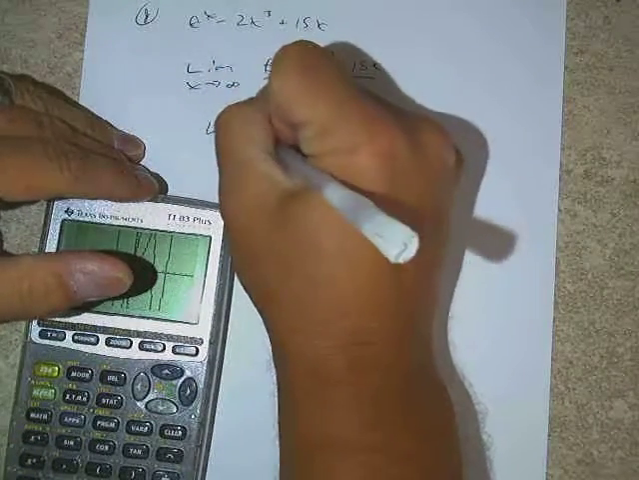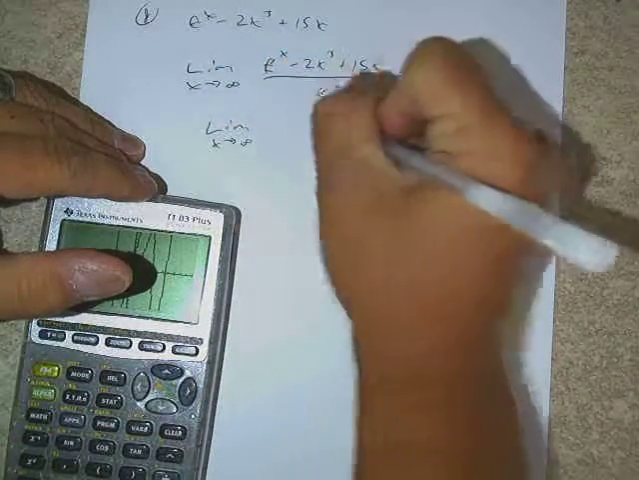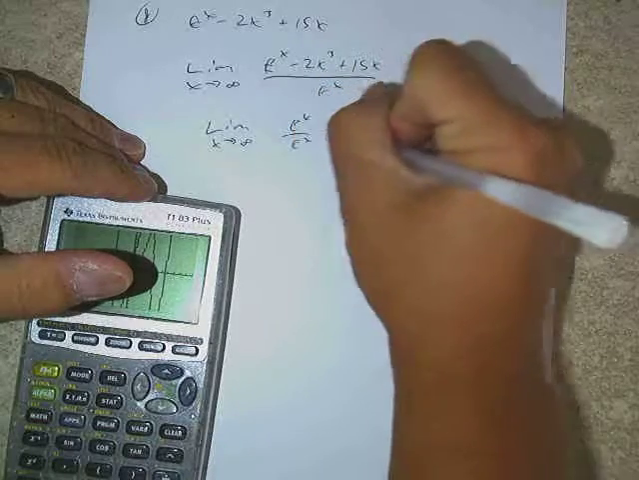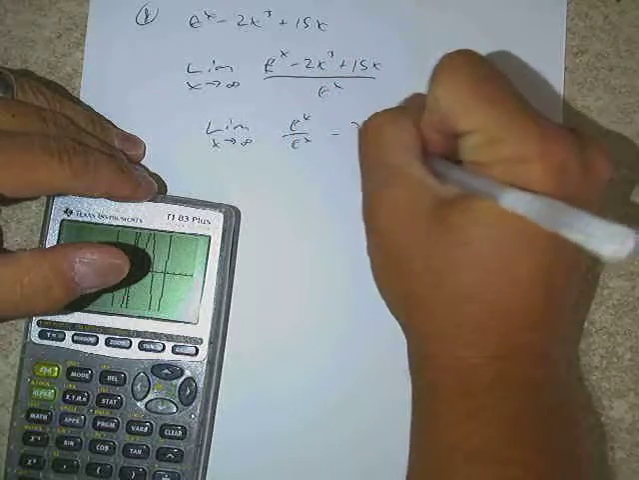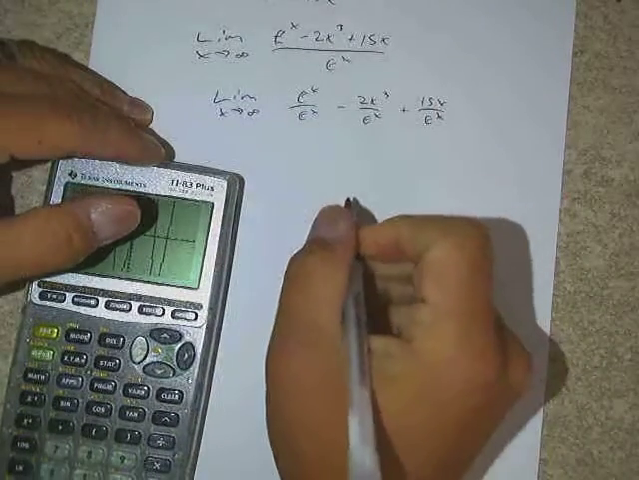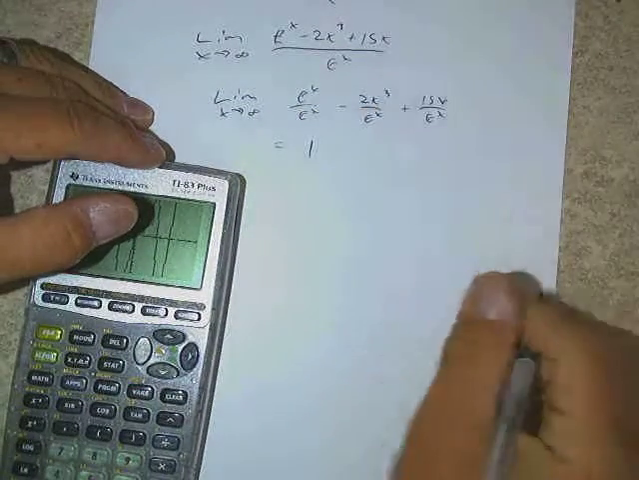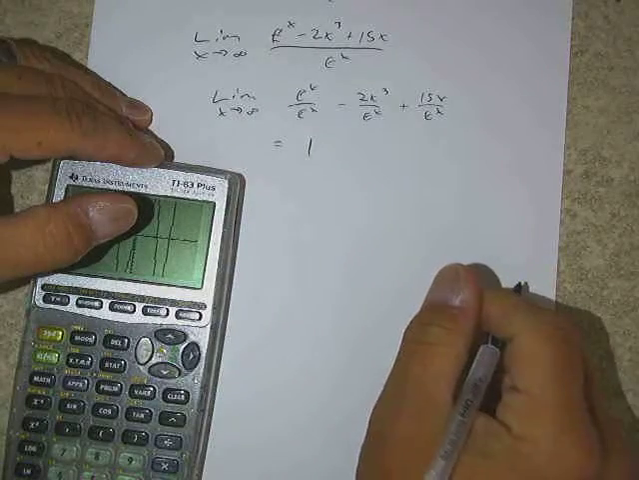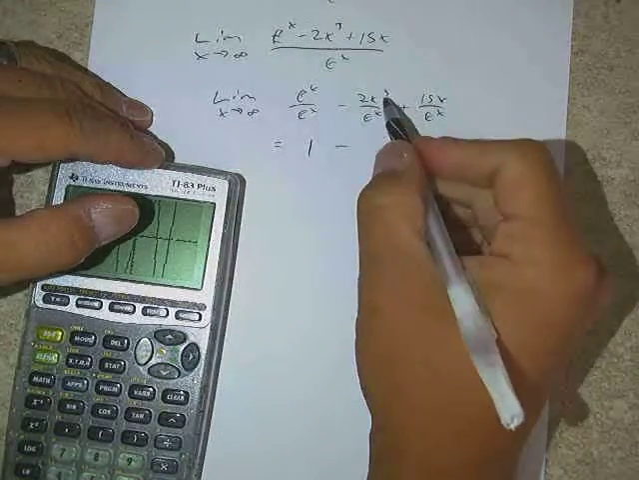And then from there, we separate into e to the x over e to the x minus 2x cubed over e to the x plus 15x over e to the x, and then evaluate each of these separately. Well, in this particular case, we have 1 because e to the x over e to the x is 1. And then what about this one?